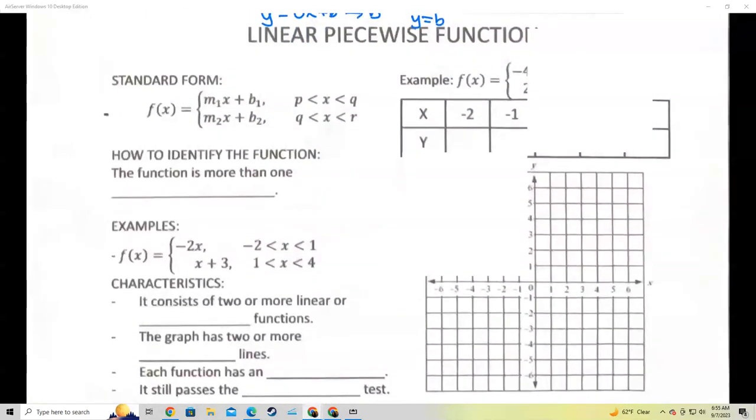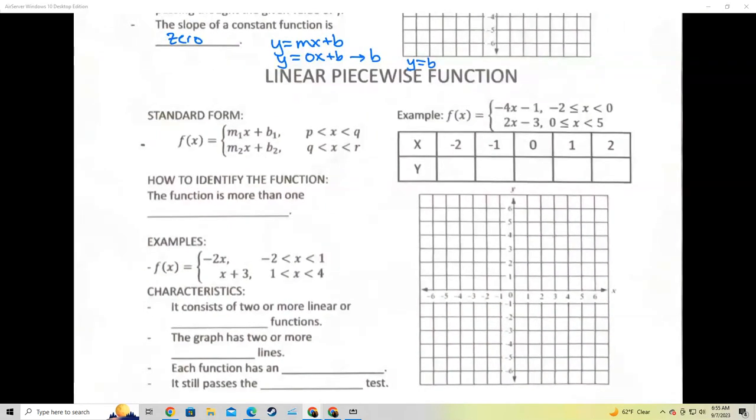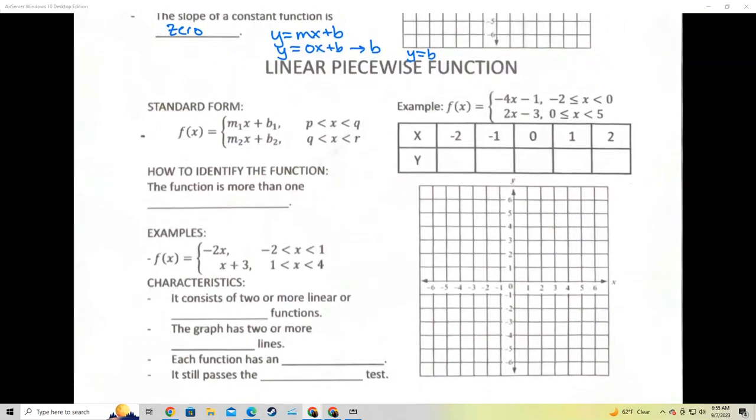The next one is a lot more complicated. And sorry, I don't know why it's kind of blocked off like that. It doesn't look like that on my screen. Hopefully it'll, oh, there you go. Kind of fix itself. Sorry about that. All right. So last one we're going to do is a piecewise function. Piecewise functions.